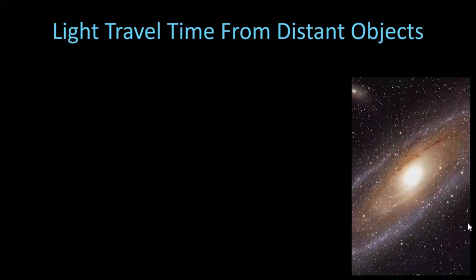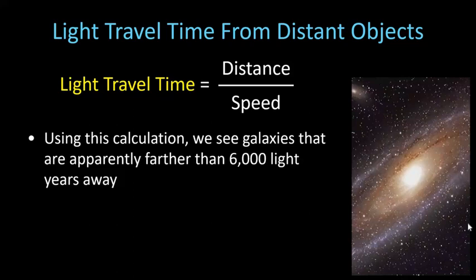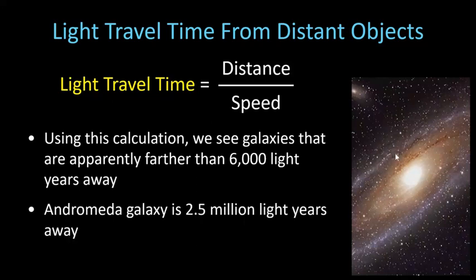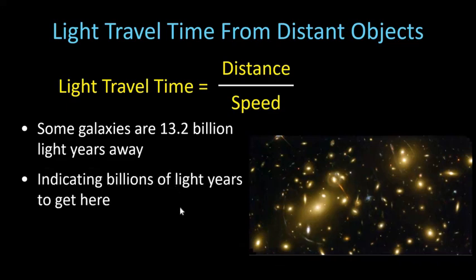So, the light travel time from distant objects. We'll use this basic formula. Light travel time equals distance divided by speed. Using this calculation, we see galaxies that are apparently farther than 6,000 light years away. For example, the galaxy we see here on the right is the Andromeda Galaxy, and it is 2.5 million light years away. Some galaxies are even further. Like a picture here, these galaxies are as far as 13.2 billion light years away. So indicating billions of light years to get here.